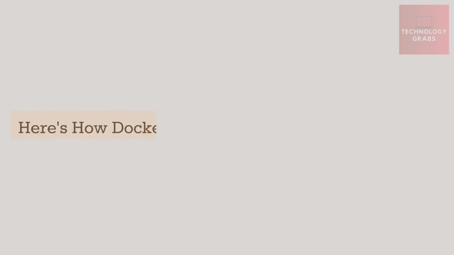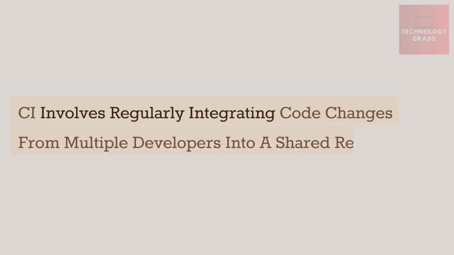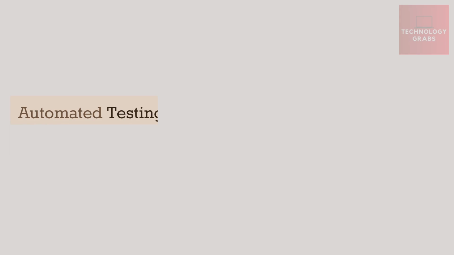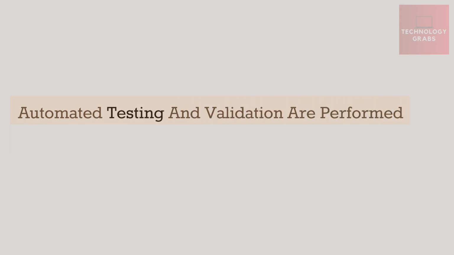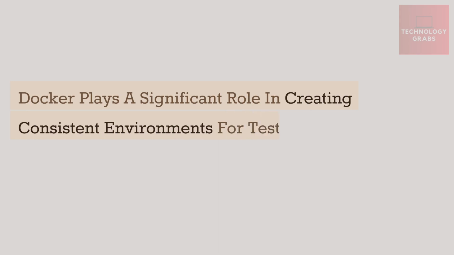Here's how Docker and CI/CD work together. Continuous integration, CI. CI involves regularly integrating code changes from multiple developers into a shared repository. Automated testing and validation are performed to catch integration issues early. Docker plays a significant role in creating consistent environments for testing and reducing "it works on my machine" problems.